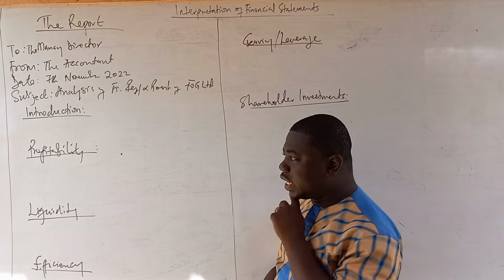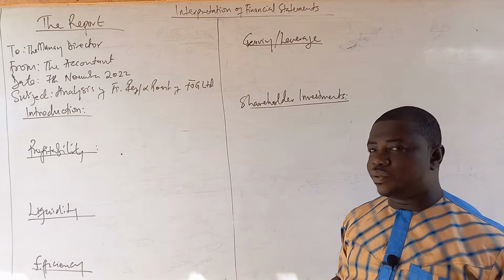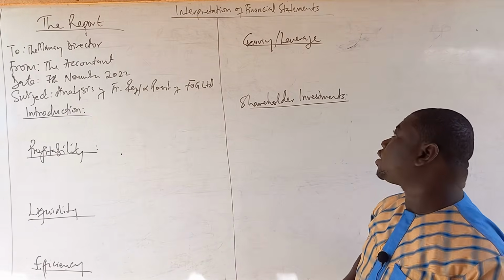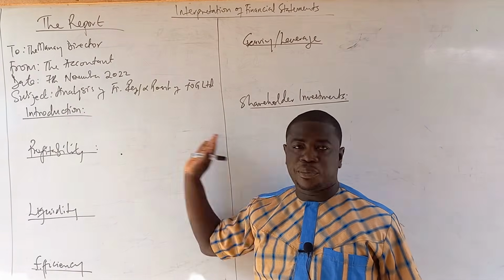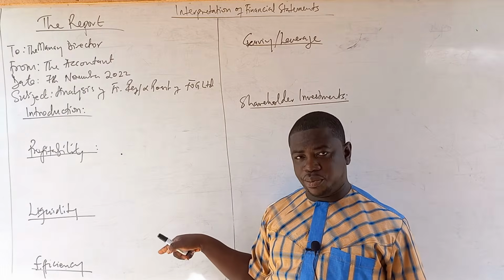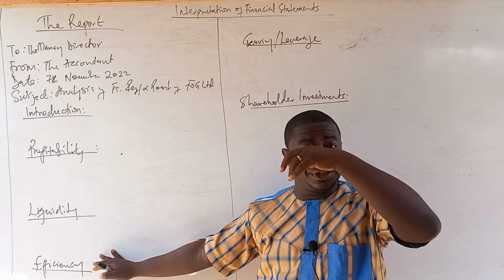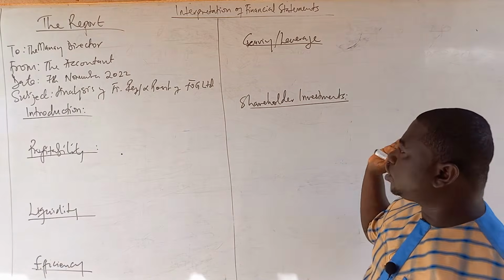Now, please take note, don't add "ratios", even though we know there are profitability ratios and liquidity ratios that you are analyzing. But when you are writing the report, avoid adding the word ratios. Just say profitability. If it's liquidity, liquidity. Don't say liquidity ratios in the report. Even though you are going to analyze liquidity ratios, just say liquidity, efficiency, gearing, shareholder investments.